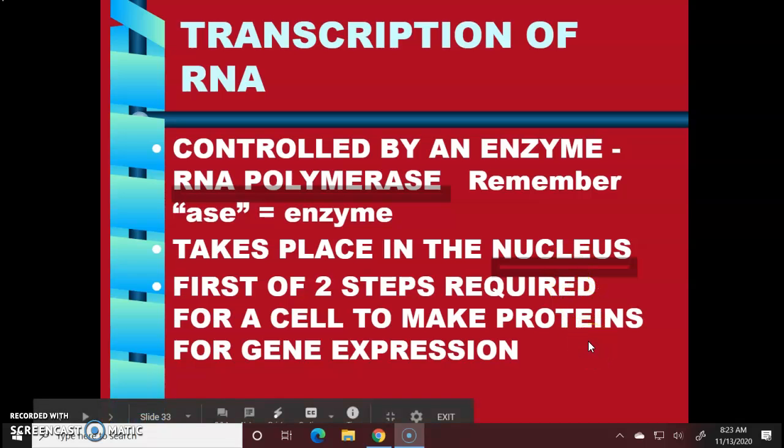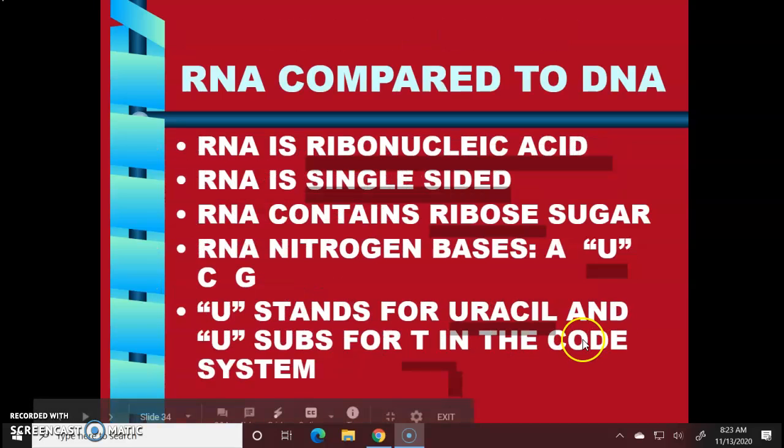And this is the first of 2 steps. And we'll work on the first step first, of course. So RNA stands for ribonucleic acid. So let's look at number 5 and compare RNA and DNA. DNA is double-sided. RNA is single-sided. DNA contains deoxyribose sugar. RNA contains ribose sugar. DNA has the bases A, T, C, and G, but RNA has A, U, C, and G, and the U stands for uracil. So the U is going to substitute for T in the code system.